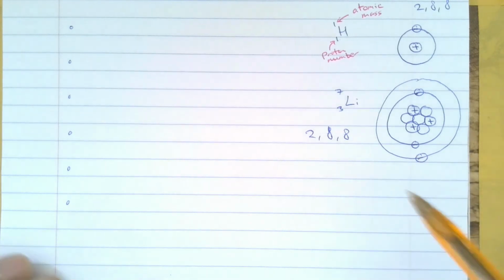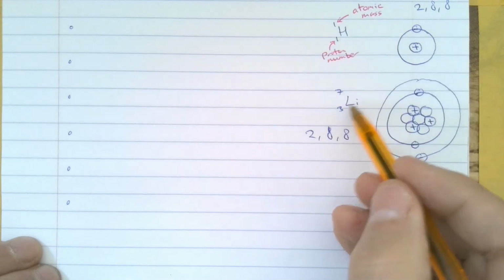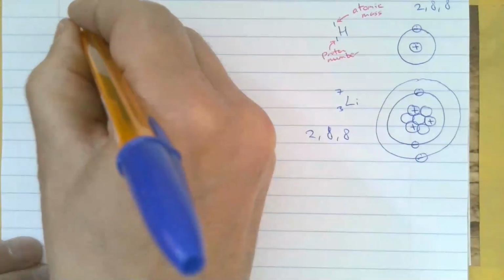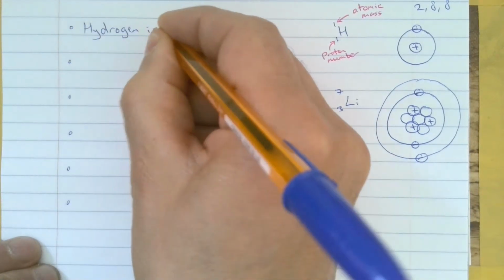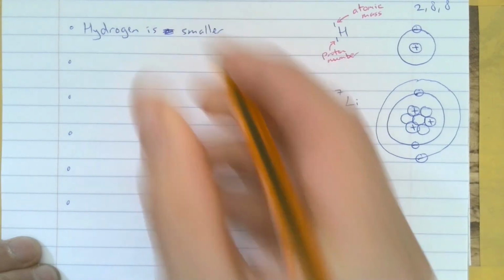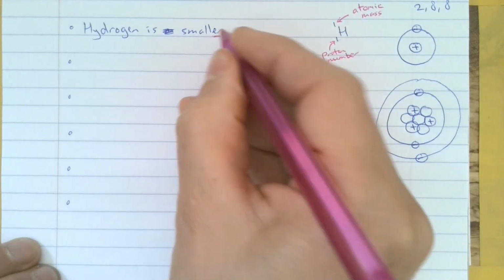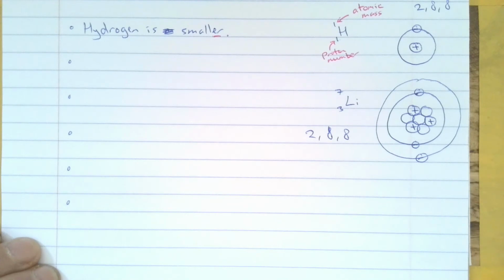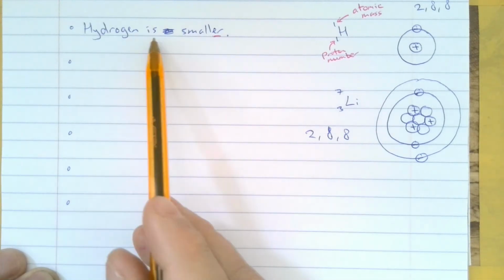So let's compare them. Just looking at these, even if I just looked at the H 1 1 and Li 7 3, I can tell here that hydrogen is smaller. Because I've written smaller, that is a comparison word, so I know therefore that lithium is bigger. I can't write lithium is bigger and expect to get another mark because I've already said that here, even though I've not written it explicitly. So hydrogen is smaller than lithium.